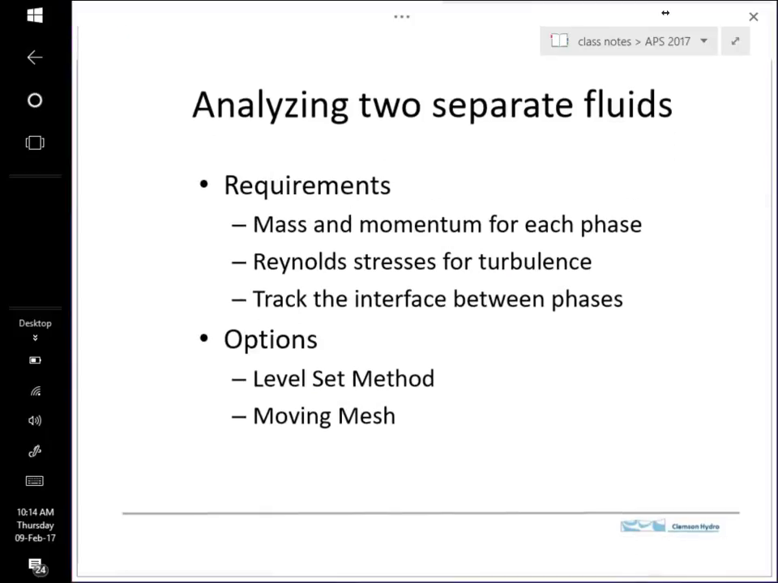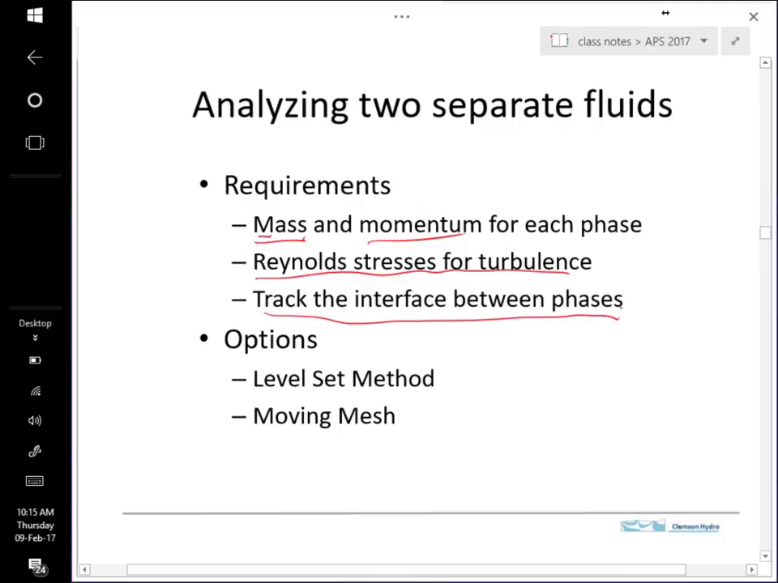So what I want to look at first is if we have two fluids, and for this we're going to require that we solve for basically mass and momentum conserved for each one of the phases. So we'll have a Navier-Stokes type equation for each one of the phases. If it's turbulent, we'll have Reynolds stresses, just like we had for single phase. But then we'll also have the interface between these fluids, and we'll have to deal with that somehow. So these are the options: level set and moving mesh.